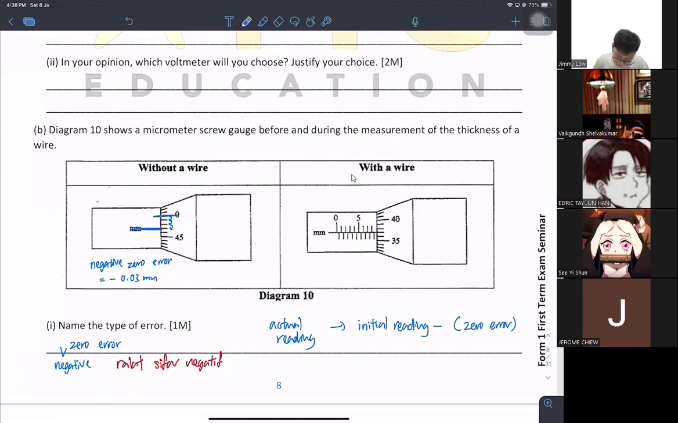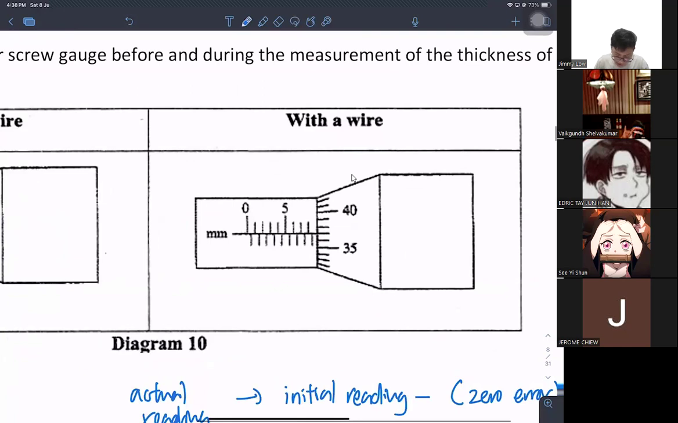Okay, with a wire, the same thing happens here. So you see the big ruler and the small ruler. For the big ruler itself, 5, 6, 7, 8.